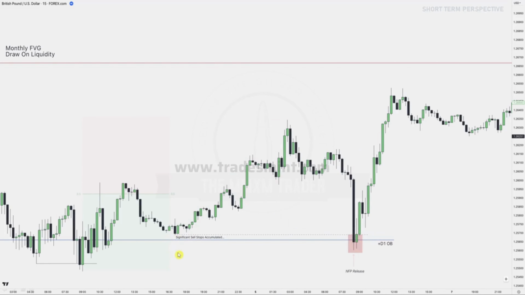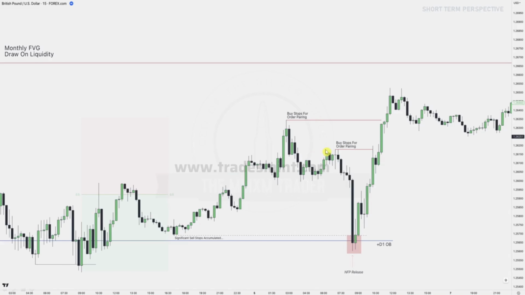So now we accumulated those significant sell stops, right? We have order pairing below it after that NFP release, dropping down into the daily discount order block, and then over here we can see order pairing happening and then continuation up. So how does that look on a lower time frame, and can we even trade this, and is there an opportunity to get in to go for that monthly drawn liquidity, right? That monthly fair value gap.